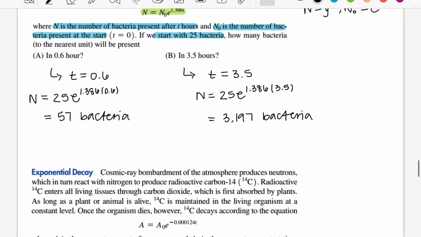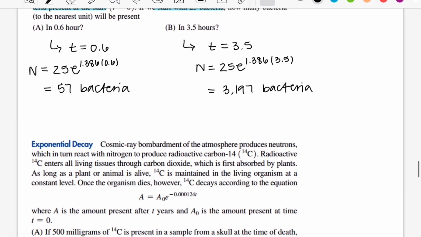All right, so there's a lot here. Okay, so we're told that the cosmic ray bombardment of the atmosphere produces neutrons, which in turn react with nitrogen and produce radioactive carbon-14. Now, this radioactive carbon-14 enters all living tissues through carbon dioxide, which is first absorbed by plants. And as long as the plant or animal is alive, the carbon-14 is maintained in the living organism at a constant level. However, once an organism dies, the carbon-14 decays according to this equation here.